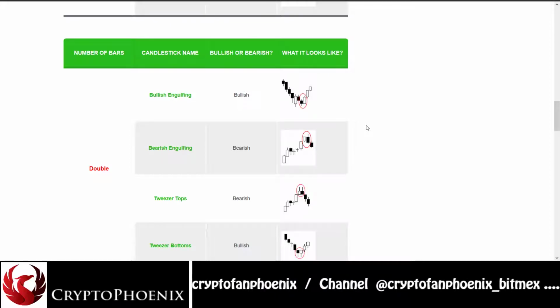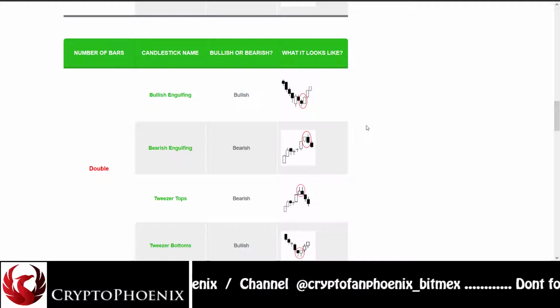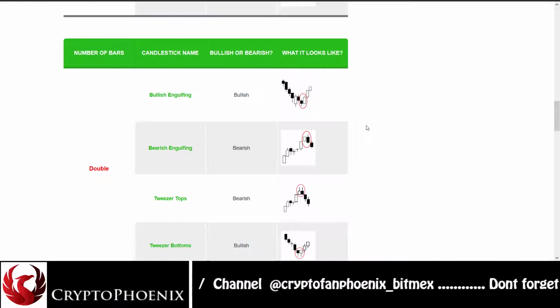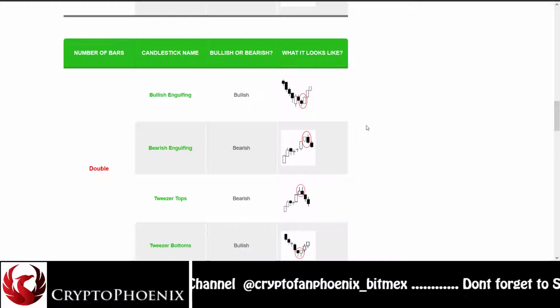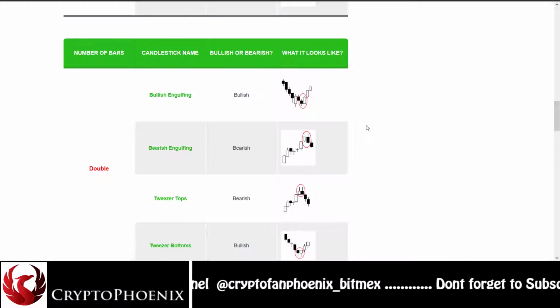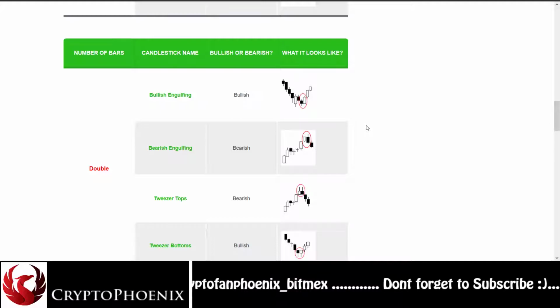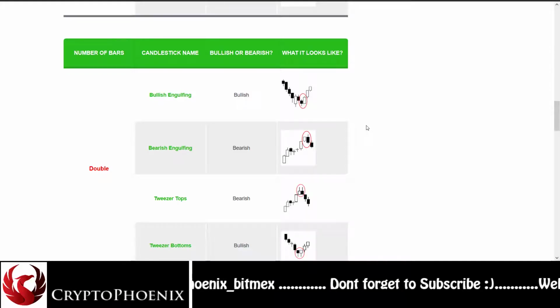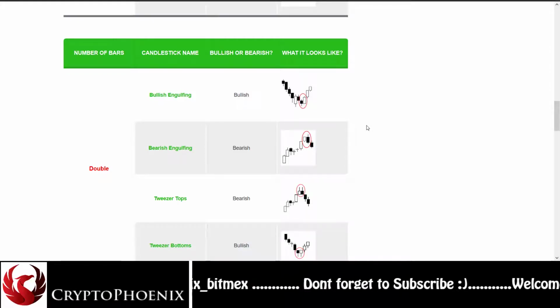So the thing is, basically I post in a Telegram group that we need a confirmation before going in. So you can't just make use of a single candlestick and go for a trade. So better we can make use of a confirmation trade by using the double candlestick. So here are some of the double candlesticks.